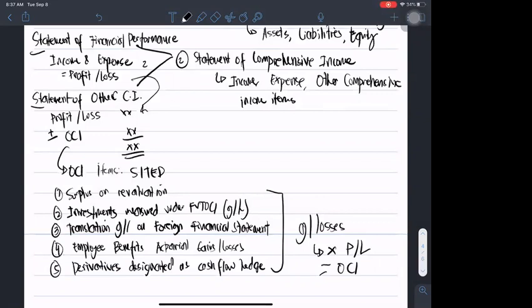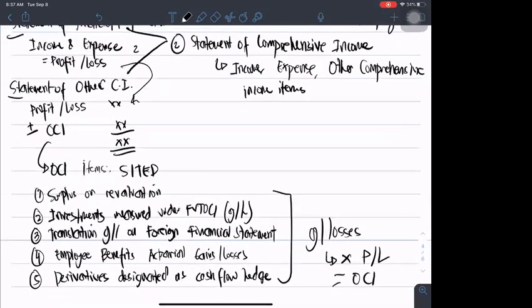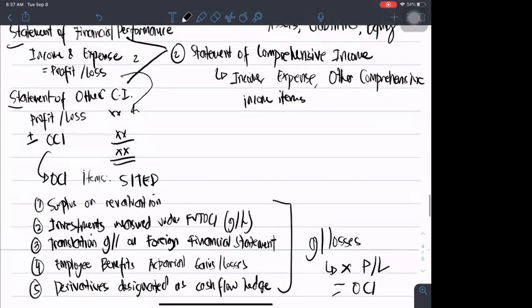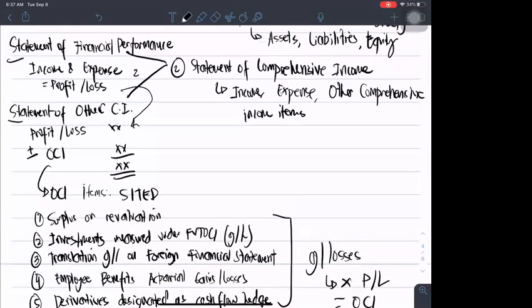So pag nakakita kayo ng ang binigay is interest income, wala naman siya sa OCI, di ba? Eh di dun siya sa profit or loss. Pero pag nakakita kayo ng gains or loss under FVTOCI, that means it is part of your other comprehensive income. So that is your statement of comprehensive income. We can break it down into two other statements. However, under our standards, we must only present one, that is your statement of comprehensive income.